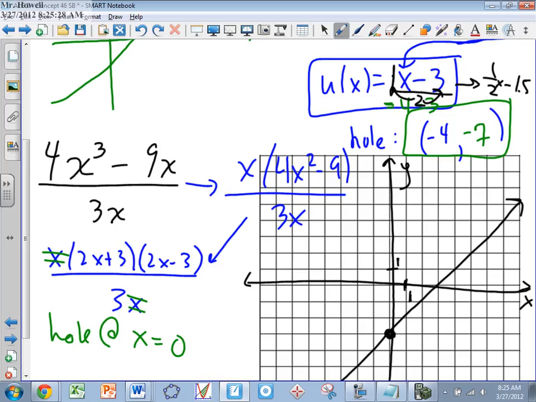Well, what kind of a graph will this look like? Girls, please stop talking and focus. What kind of a graph would this look like?